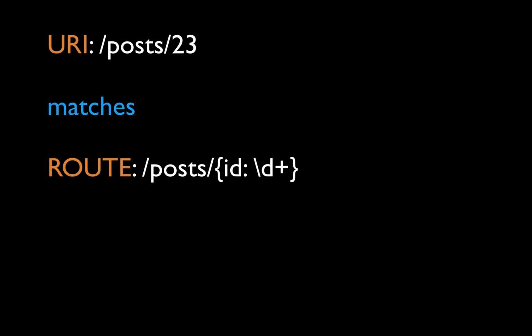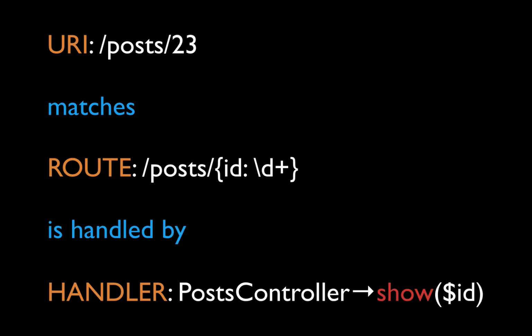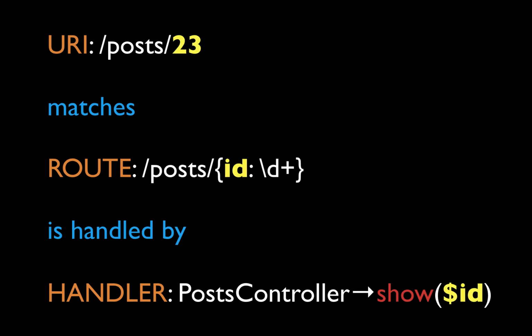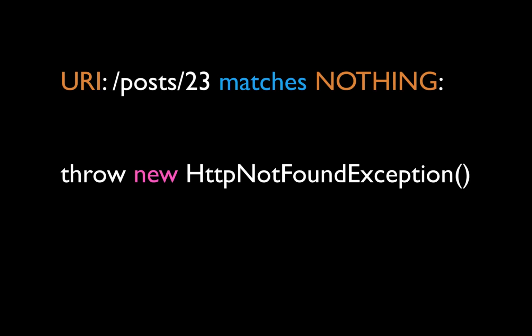Example, here is a posts/23 URI which matches this regex. This is handled by a show method on the post controller, and the number 23 is matched to this ID part of the regex and passed in as the ID argument to the show method. If, however, a route is not found for the URI, then an exception is thrown and caught by the kernel object and used to create a 404 error response.